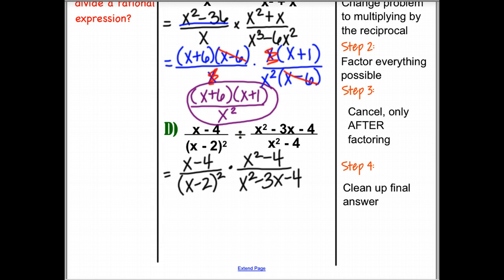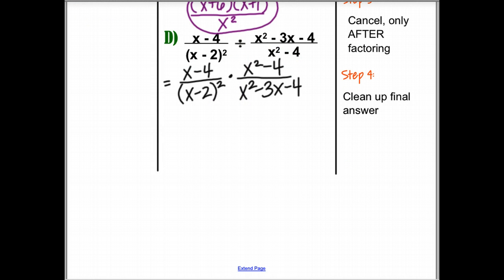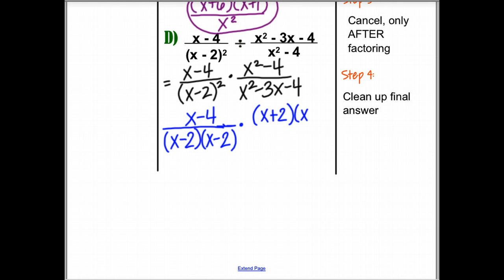And then we factor as much as we possibly can. I see here x minus 4 can't do anything, but on the bottom I'm going to split apart that x minus 2, the quantity squared, into x minus 2 times x minus 2. It'll make for easier canceling of the x minus 4 on top. On the top, x squared minus 4 is a difference of squares, so that's x plus 2 times x minus 2. And then on the bottom, I need two numbers that multiply to negative 4, add to negative 3, which I find to be negative 4 and positive 1. So x minus 4, x plus 1.